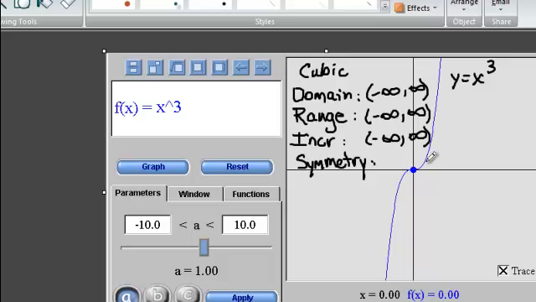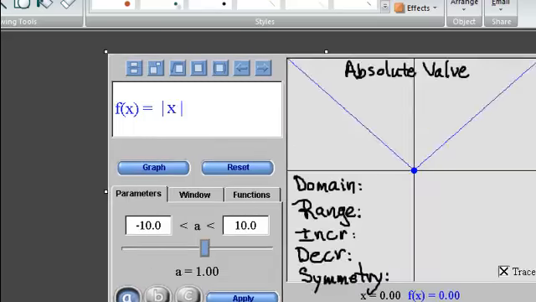It is symmetric with respect to the origin. We call this an odd function. So it is symmetric with respect to the origin because if you took this little section here, made a wire out of it, and then kind of flip-flopped it, you would have exactly the same picture.